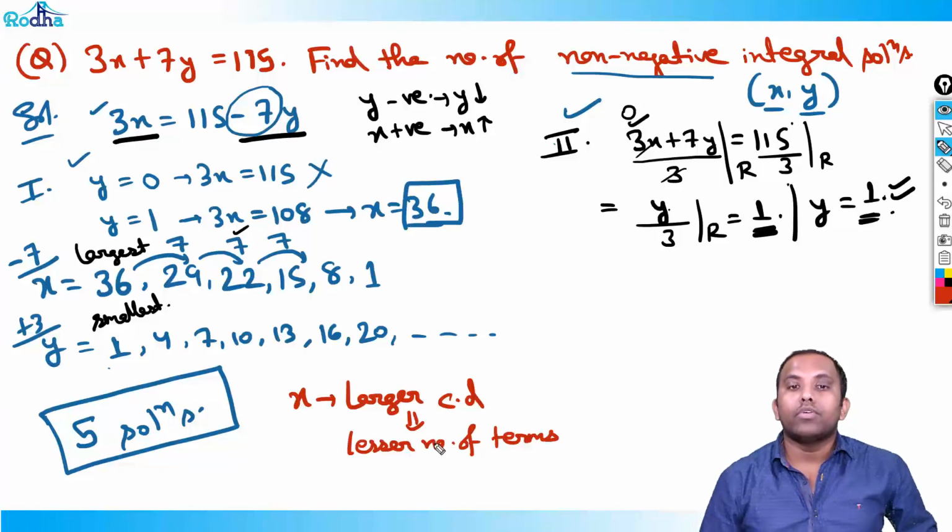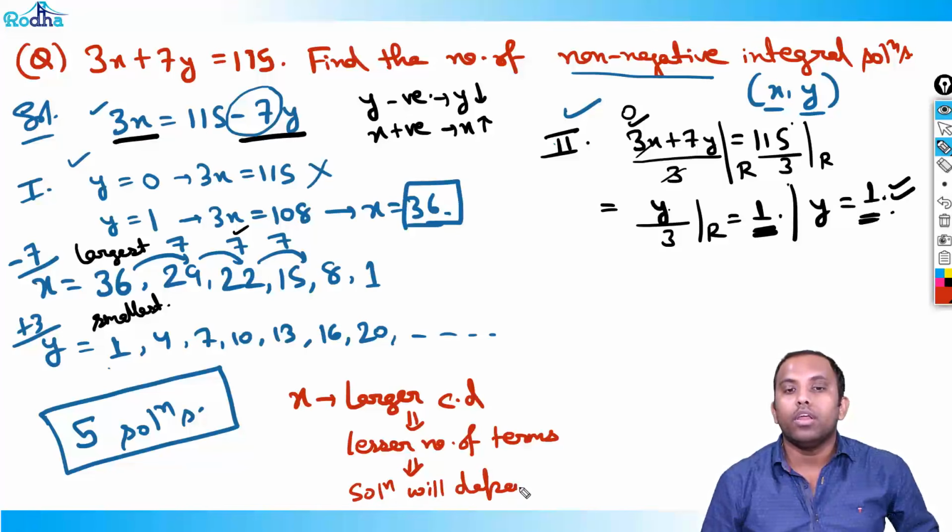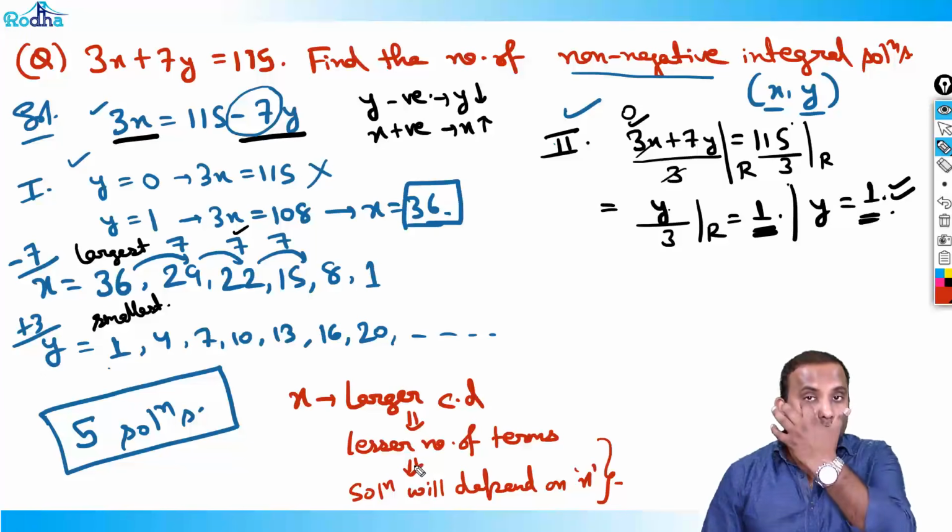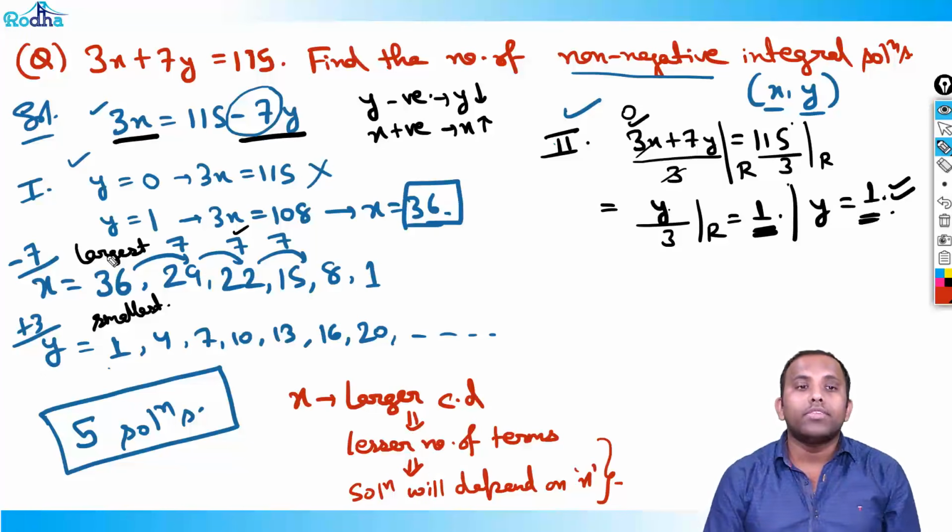Okay. So if it has a lesser number of terms, then the solution will depend on x. We can do it very fast if you understand this, right? Why? Because you can see x has got only 5 terms in this series. So I can directly say x has got 5 solutions, right?